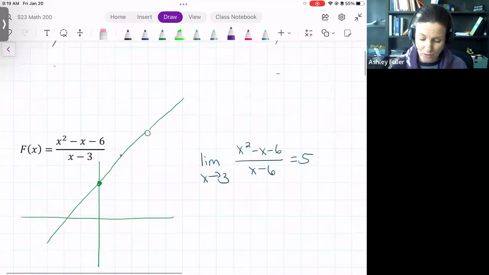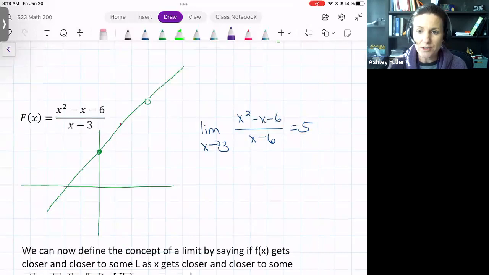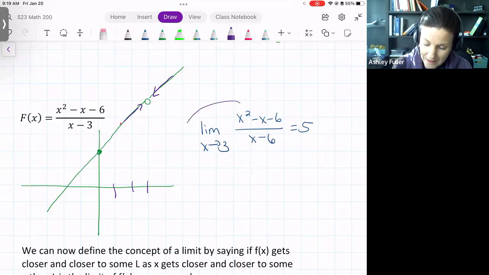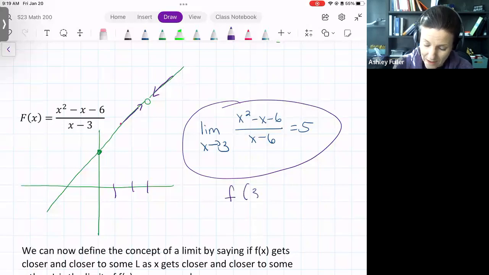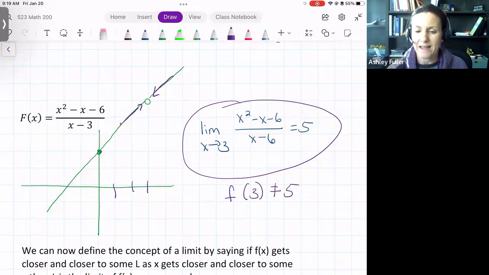Let's go back to the one-sided limits that we talked about before and consider this function. Here's a graph of it. Notice that there's a hole in the graph where x equals 3. If we consider the limit as x approaches 3 from the right, it is 5. If we consider the limit as x approaches 3 from the left, it is also 5. So the limit of the entire function as x approaches just 3 is 5. Do notice that f of 3 does not equal 5. It's undefined there, and that's okay.